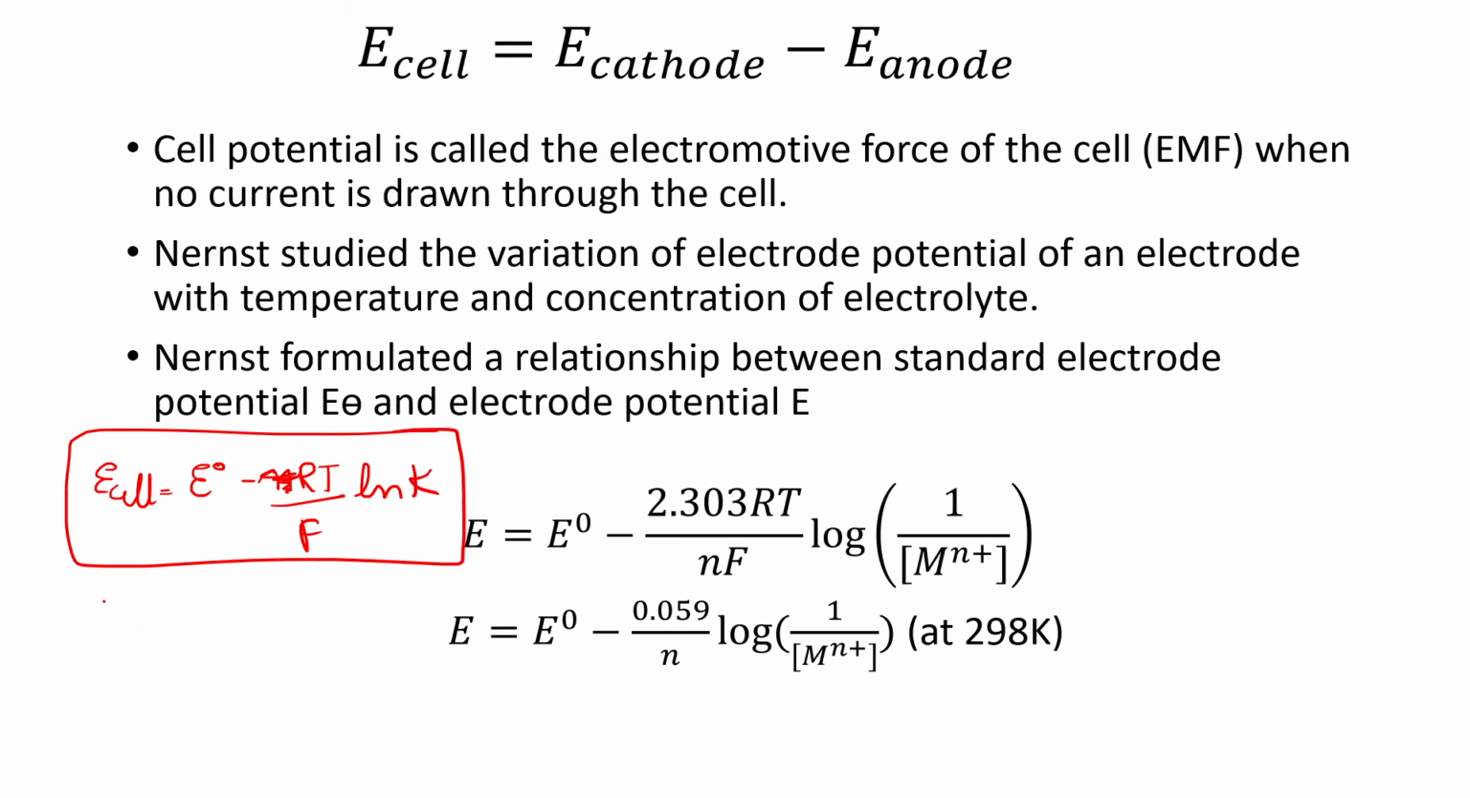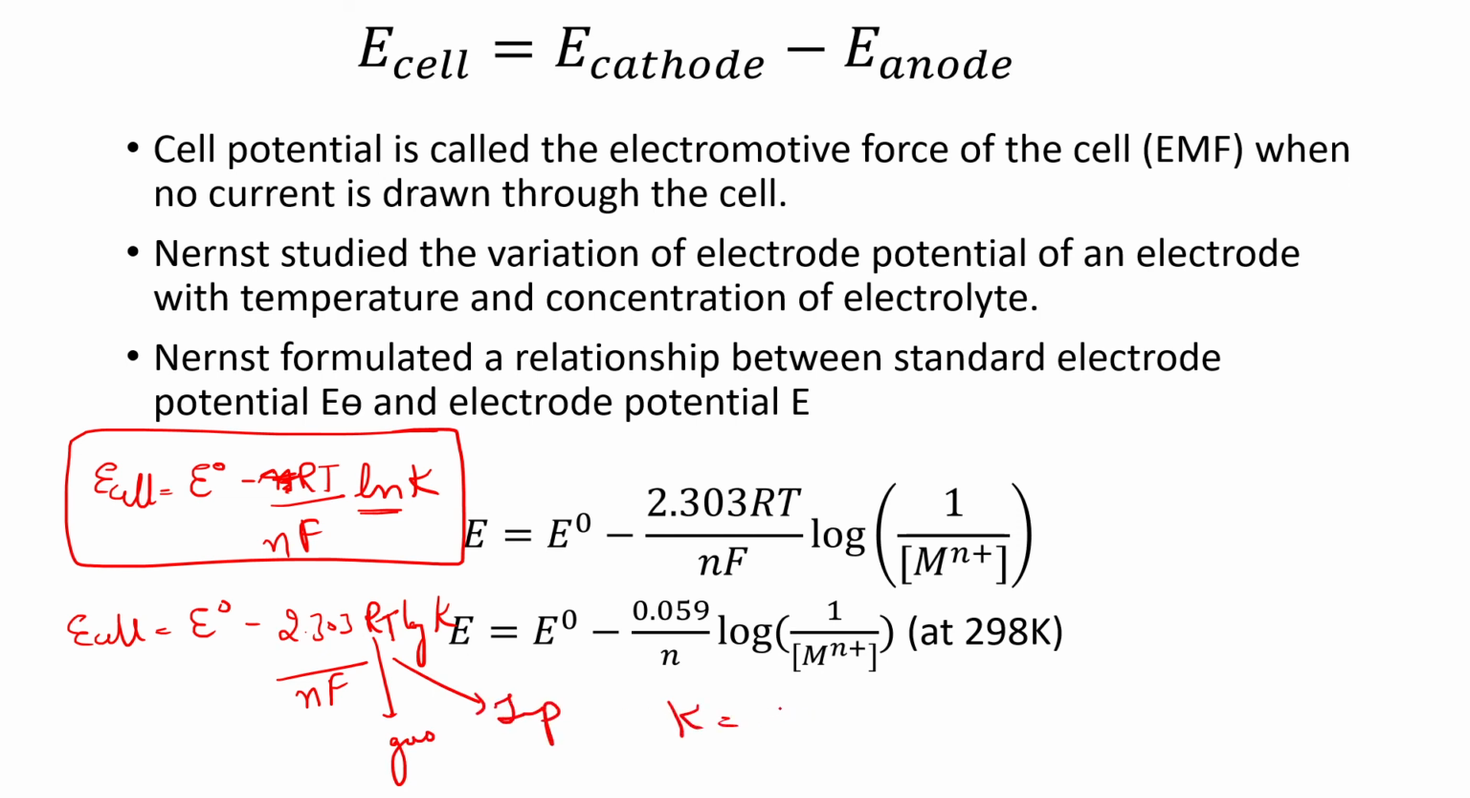If you convert this ln into log, then E cell is equal to E naught minus 2.303 RT log K by NF. N is the number of electrons involved in the reaction, F is the Faraday constant, R is the gas constant, T is the temperature, and K is the equilibrium constant.